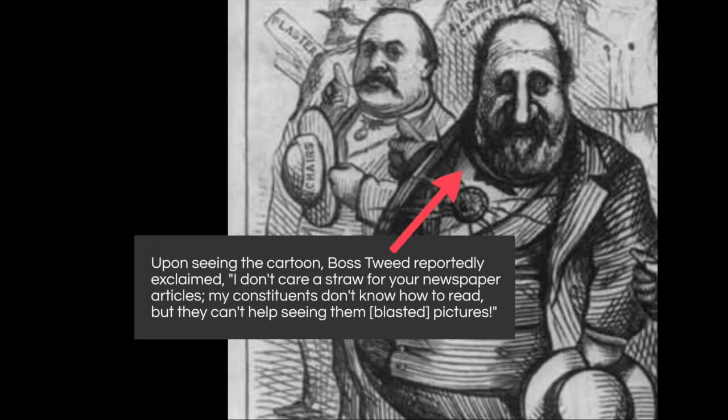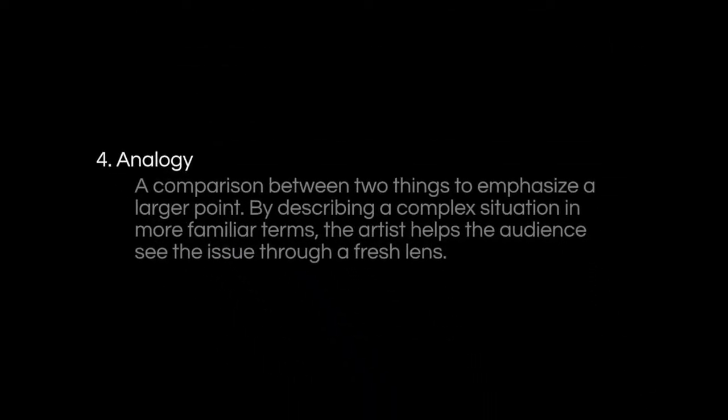So there's a way to communicate visually that is really impactful that people will pay attention to. Maybe they won't read the long article about the scandal, but they will pass that picture around. And then our last technique to pay attention to this time around is analogy. You can draw a comparison between two things. It's kind of like symbolism, right? But it's extended a bit where you're going to emphasize that larger point. So you can make a really complex thing simple by just using an analogy.